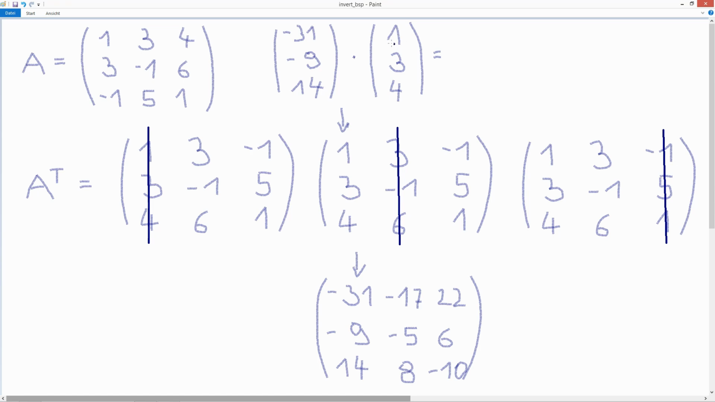This is 1 times minus 31 plus 3 times minus 9 plus 4 times 14. And this is equal to minus 2.